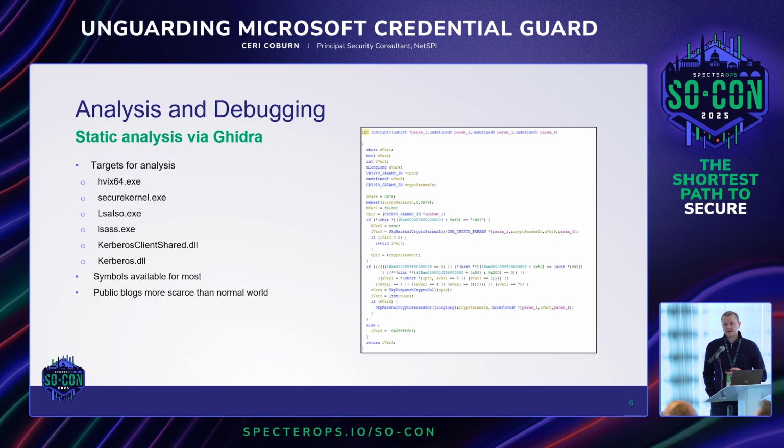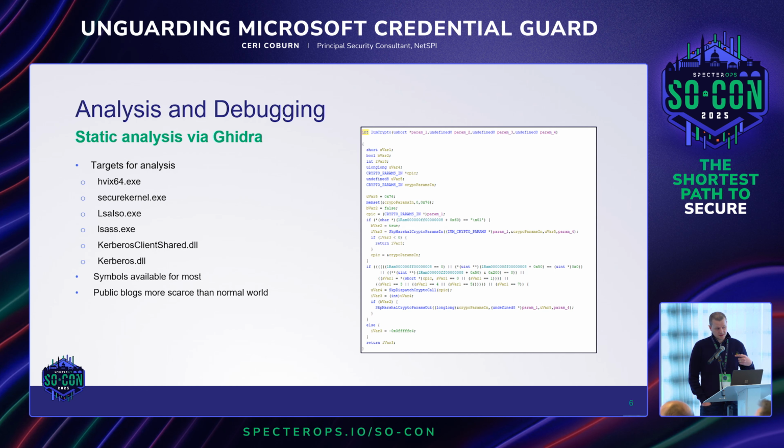Okay, so going on to the analysis and debugging and what was involved as part of this setup. So the targets we're interested in is HVI x64.exe. That's specifically for Intel. There is an AMD version of the hypervisor as well. So that's your hypervisor. And then you've got your secure kernel, which is the kernel living in VTL1. And then you've got LSA ISO, which is the trustlet, which is running in secure kernel land. LSASS itself doesn't need much of an explanation. And then you've got the DLLs that are living inside of LSASS and LSASS ISO that are involved for the Kerberos specifics of Credential Guard.